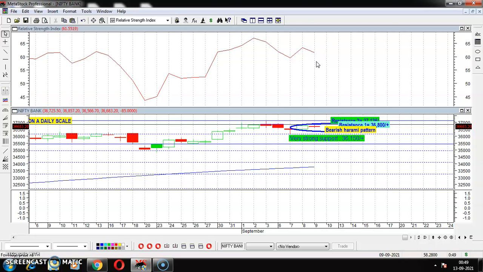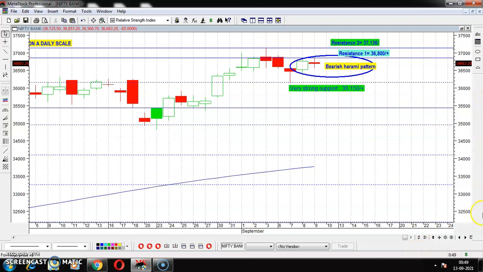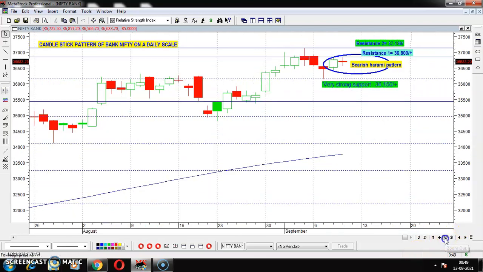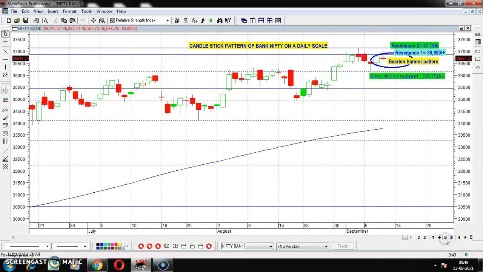So MACD is also saying bullish. Relative strength index is also saying bullish. But as far as the candlestick pattern is concerned, it is indicating a bearish indication. Right now, we have to go to another parameter.